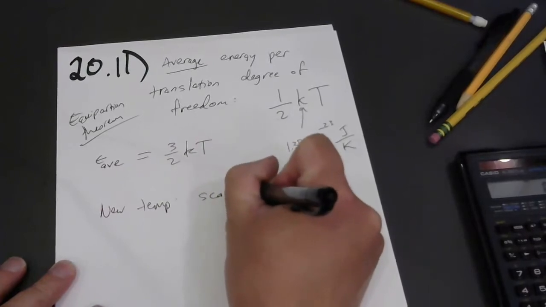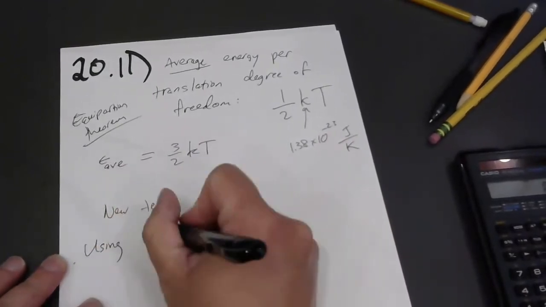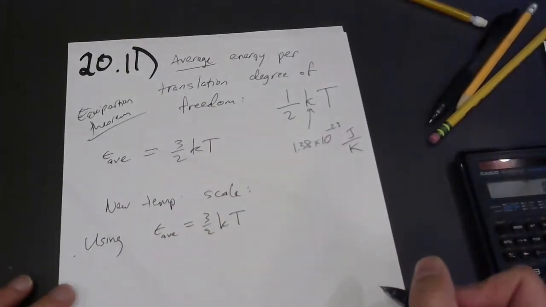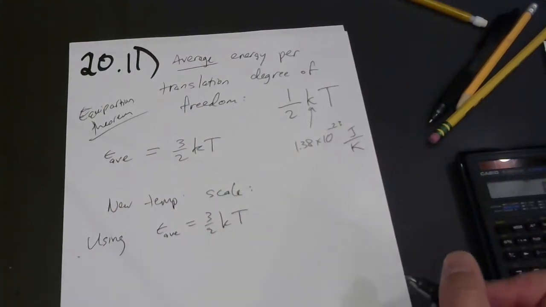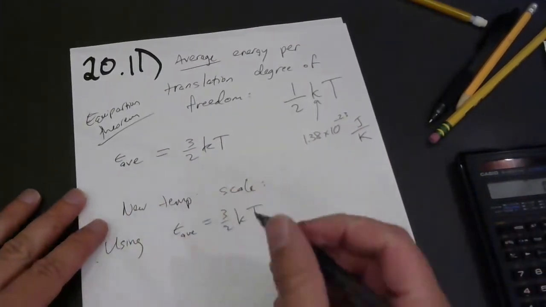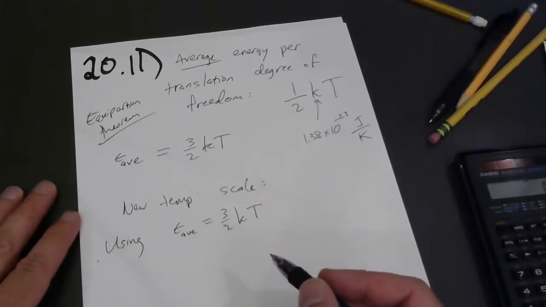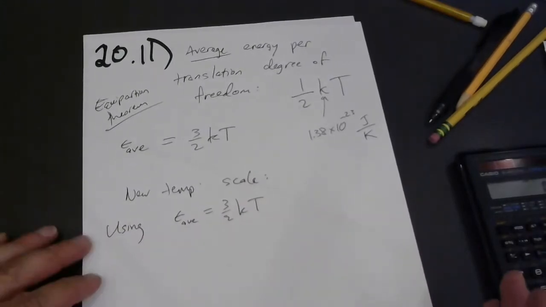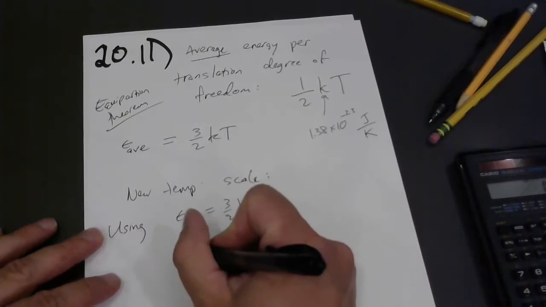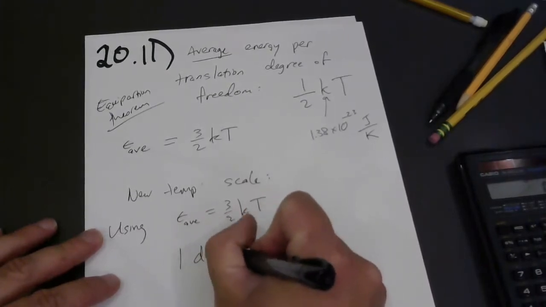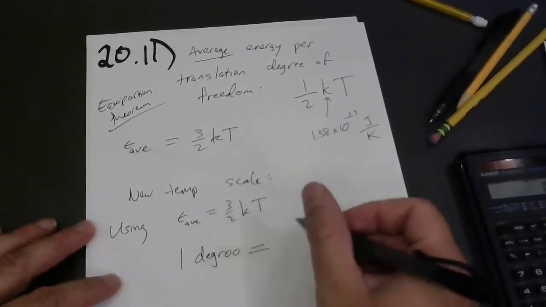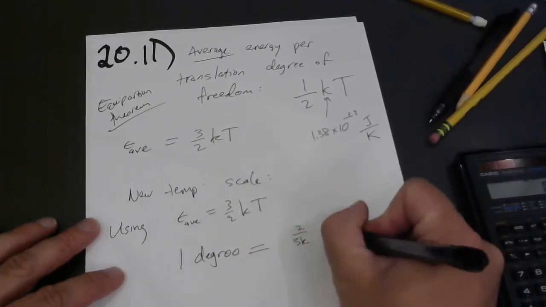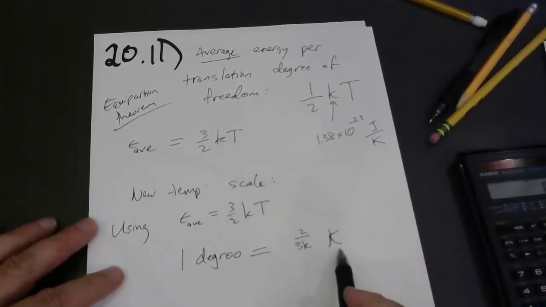temperature scale using the fact that the average energy is 3/2 kT. Let's see here. Watch this. I'm going to call it a degree, just because that's one way of naming this temperature scale. 1 degree equals 2/3K kelvins. That's capital K for Kelvin.